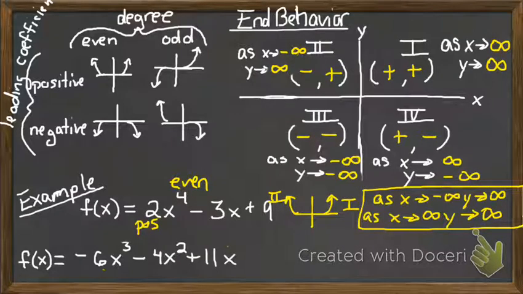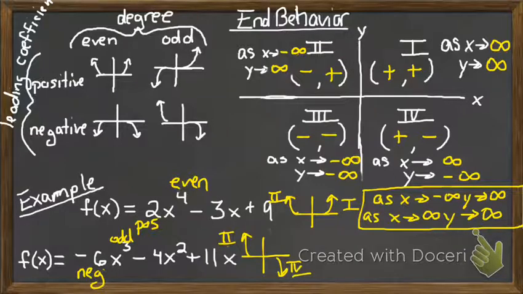All right, let's look at the second example. My highest degree here is 3, which is odd, and my leading coefficient is negative 6, which is negative. So therefore, this polynomial will have a negative odd graph, which looks like this. End behavior is in the second and fourth quadrant. So therefore, I'll write the end behavior that's in the second and fourth quadrant.